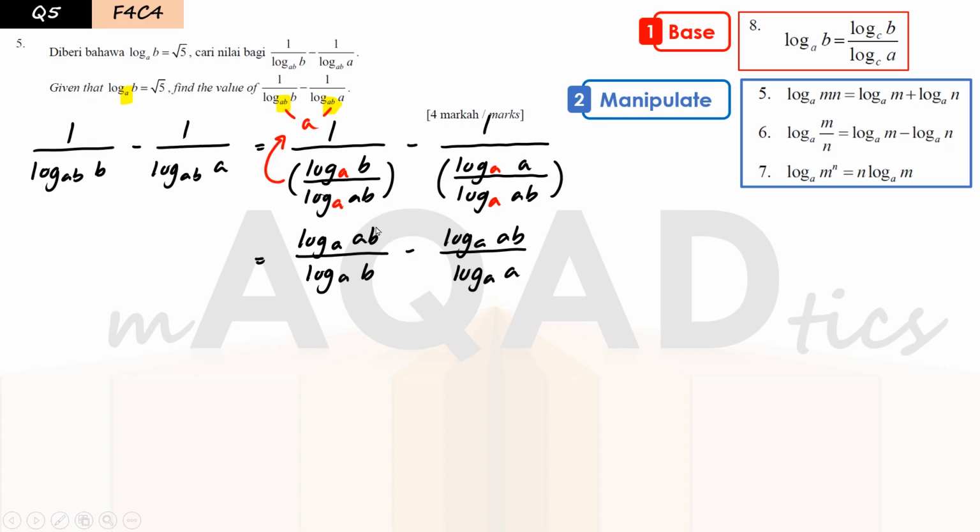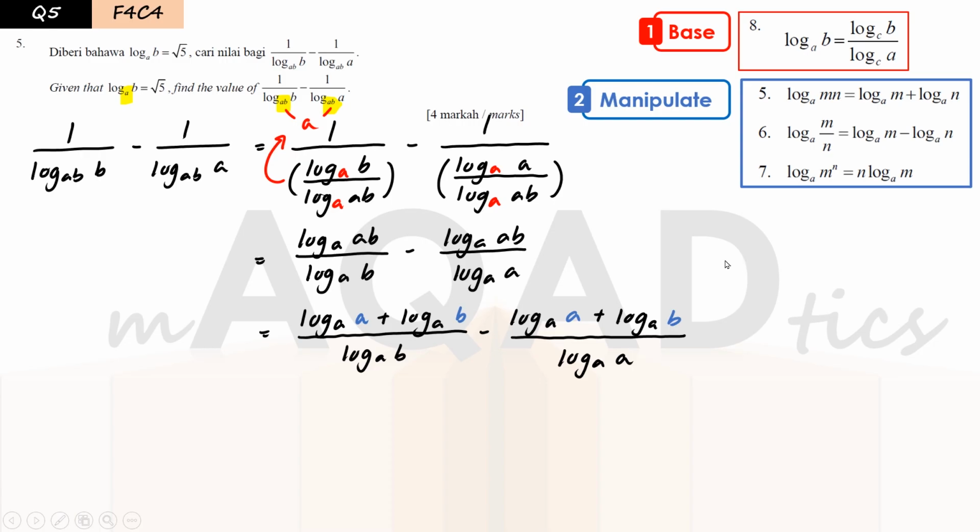Since this is multiplied, if you want to split them, we just put a positive or a plus between them, and then we're going to put the logs for each of the values. So it will be something like this. We split the a and the b using the plus, and then we put a logarithm for both of the values. This applies to this log as well, and this will be the result.